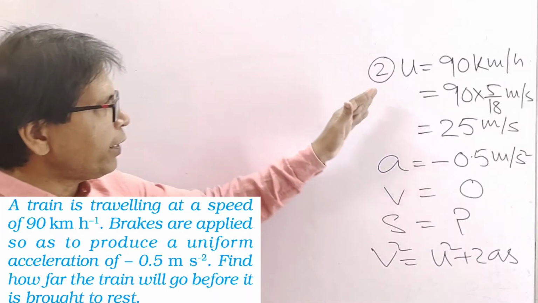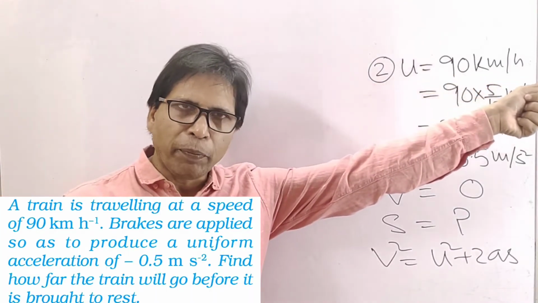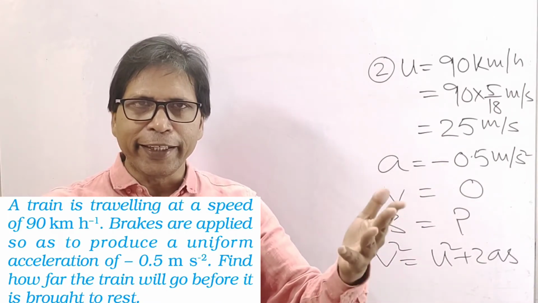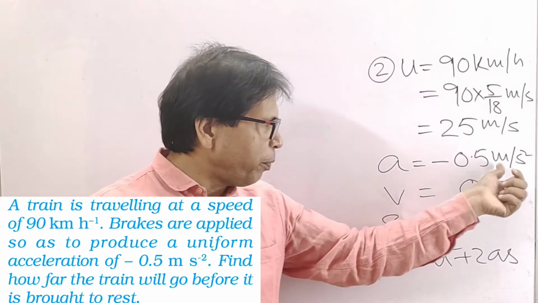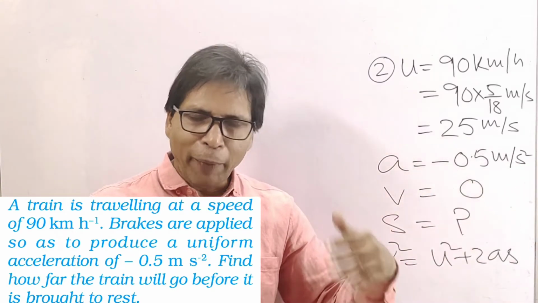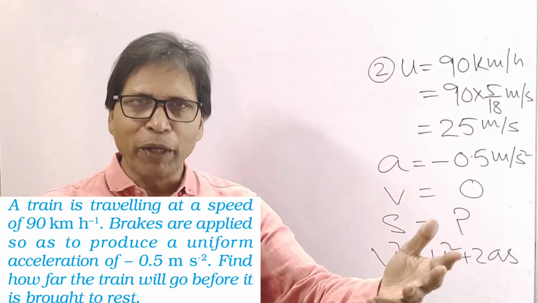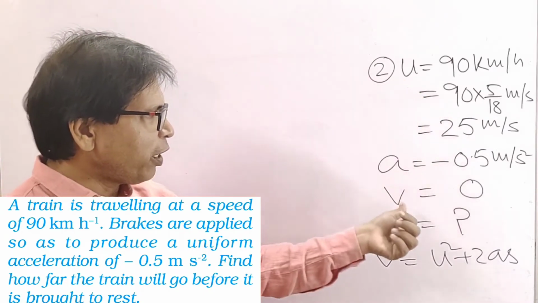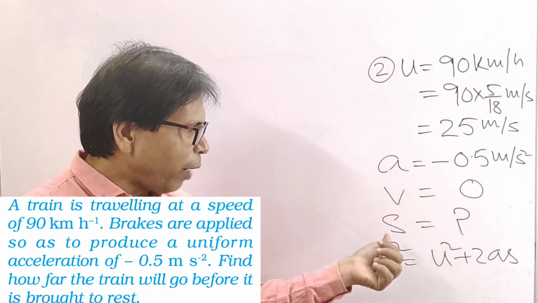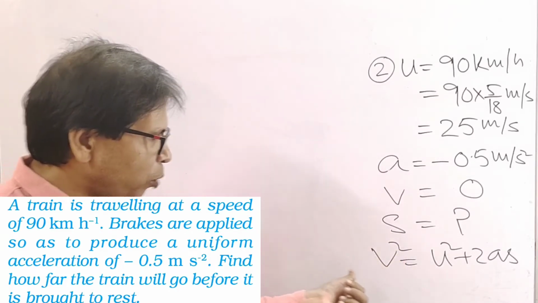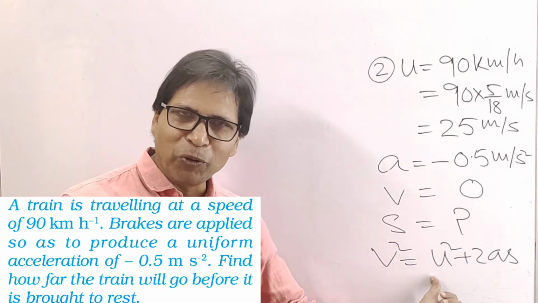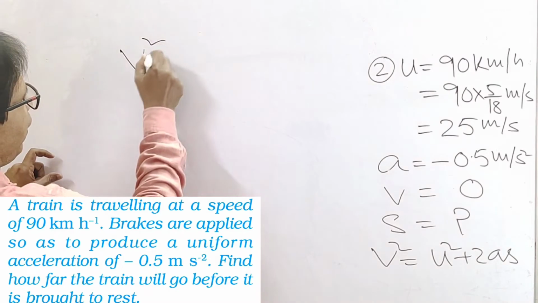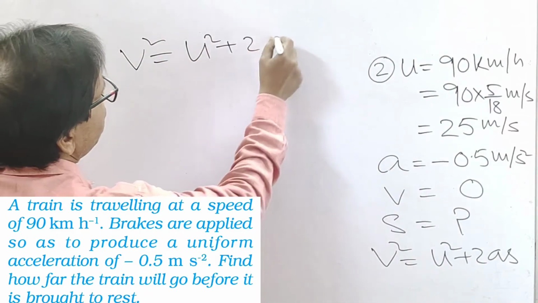Okay. Next, look at this, a train moves with 90 km per hour. Brakes are applied so that it produces a retardation of 0.5 meter per second square. We have to calculate the distance covered before coming to rest. Now look at this, here u is given, v is given, retardation is given, we have to calculate s. So the required formula is v square equal to u square plus 2as.